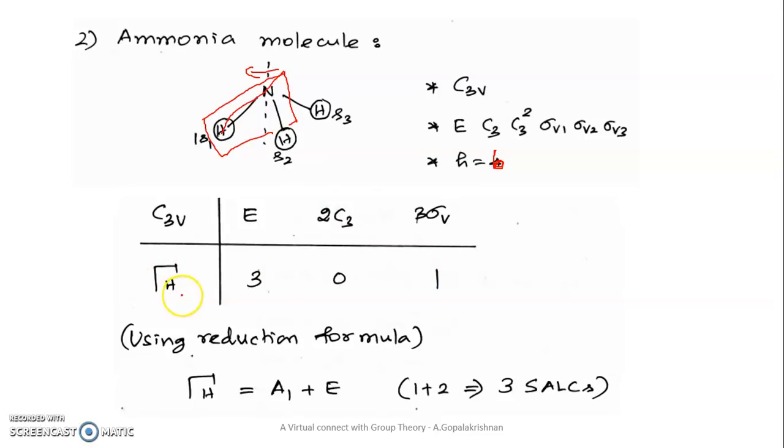You can say this as the number of unshifted hydrogen atoms, or you can also say the number of unshifted s orbitals. This gives you a reducible representation. If you reduce this representation using the reduction formula, you will get the answer as A1 plus E. See, A1 is 1 dimension, E is 2 dimension, so totally we have 3 SaLCs, because 3 orbitals are combining, right?